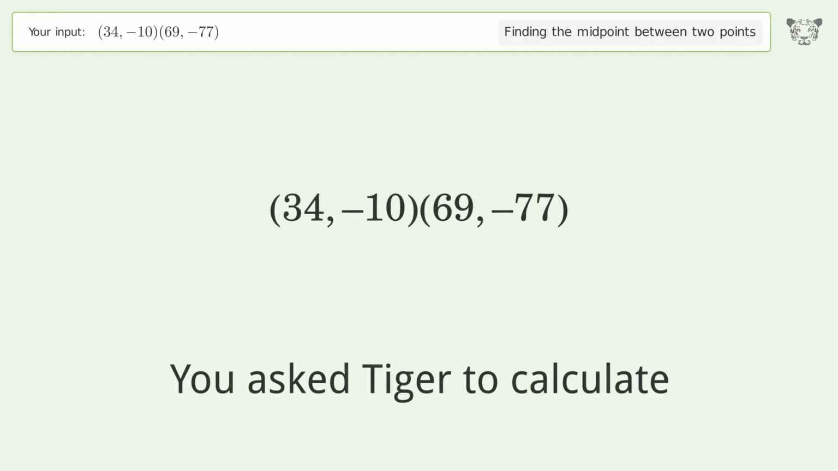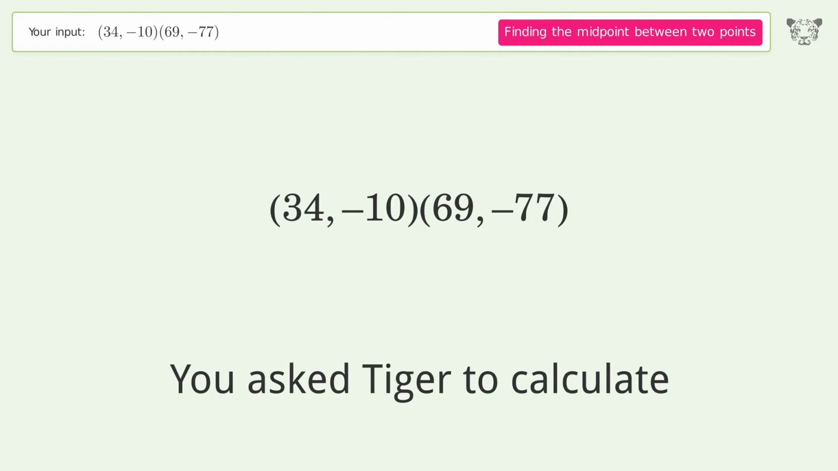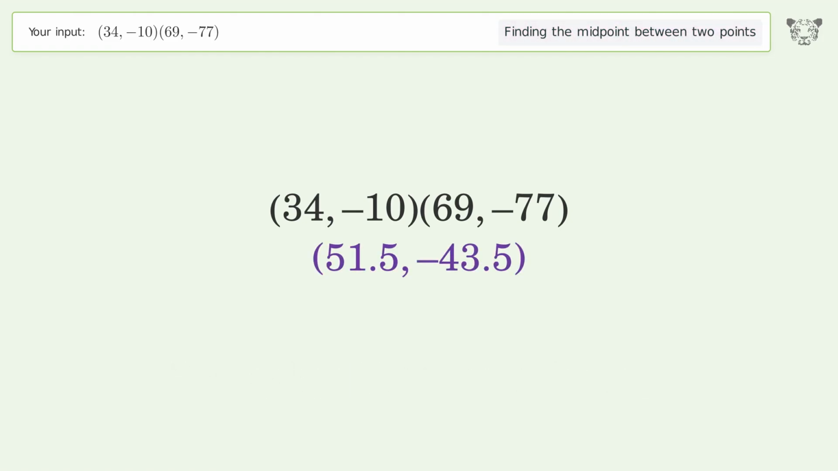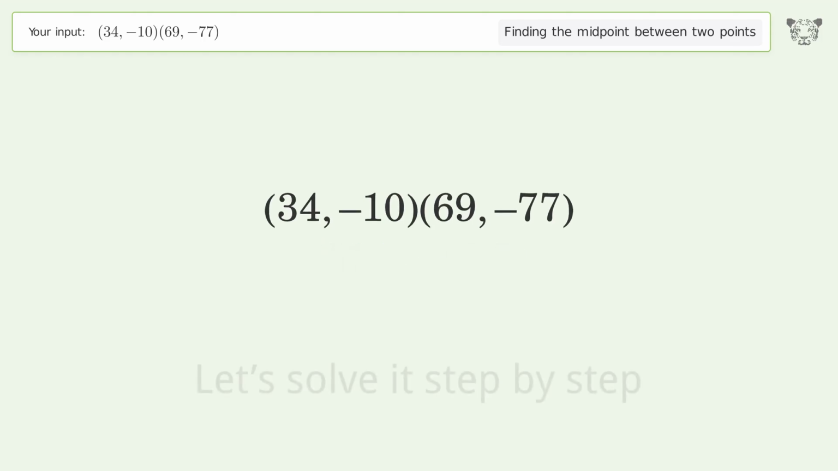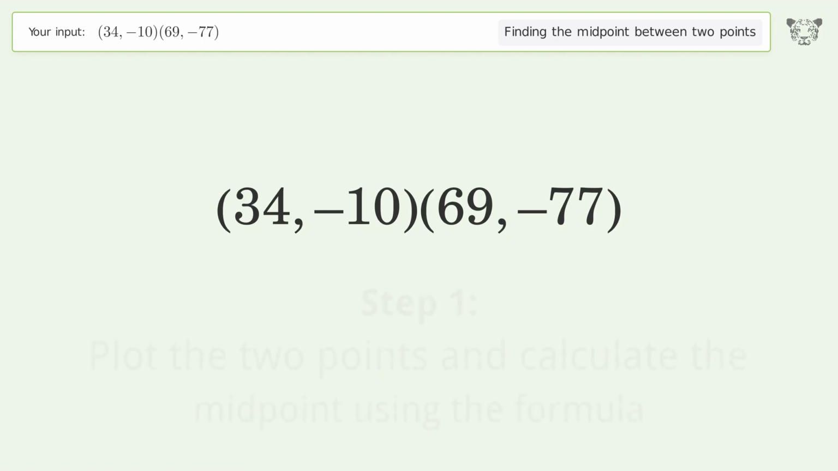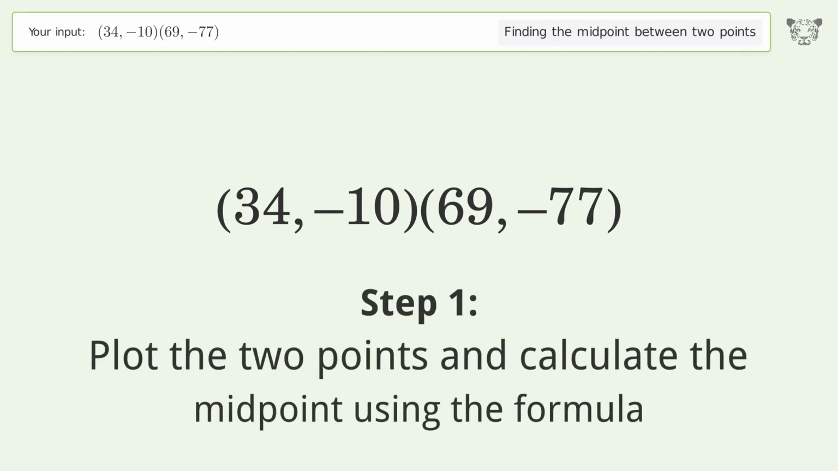You ask Tiger to calculate. This deals with finding the midpoint between 2 points. The midpoint between the 2 points is 51.5, negative 43.5. Let's solve it step by step. Plot the 2 points and calculate the midpoint using the formula.